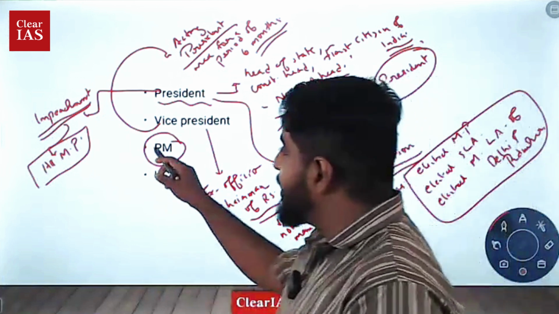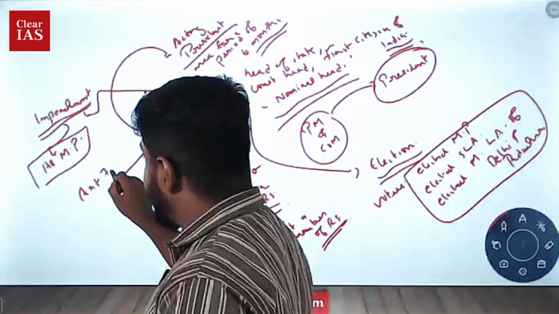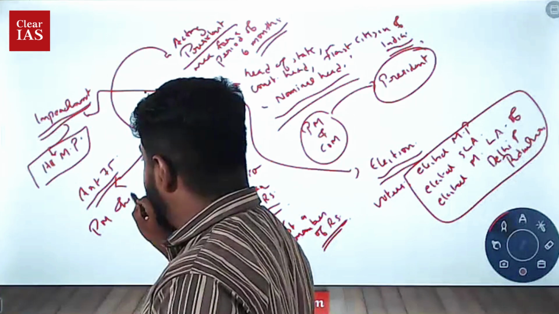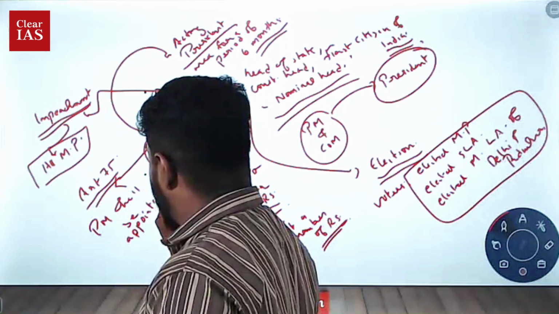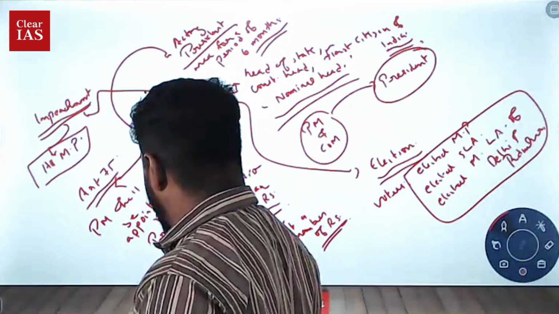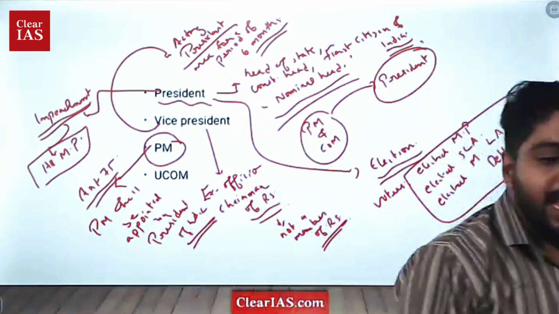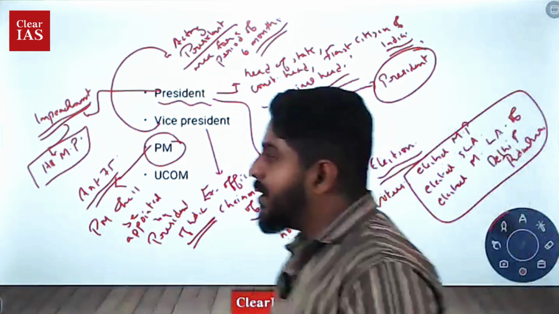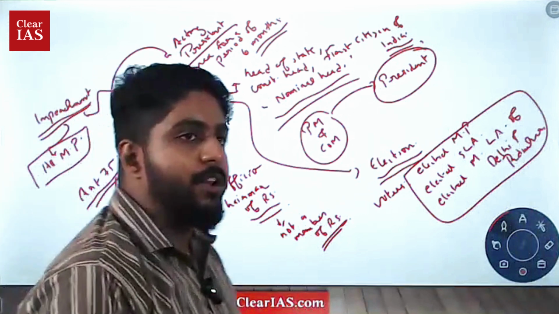But what the Constitution says, under Article 75, is that the Prime Minister shall be appointed by the President of India. That's it. Sir, how should the appointment be done? Sir, that is not provided in the Constitution.